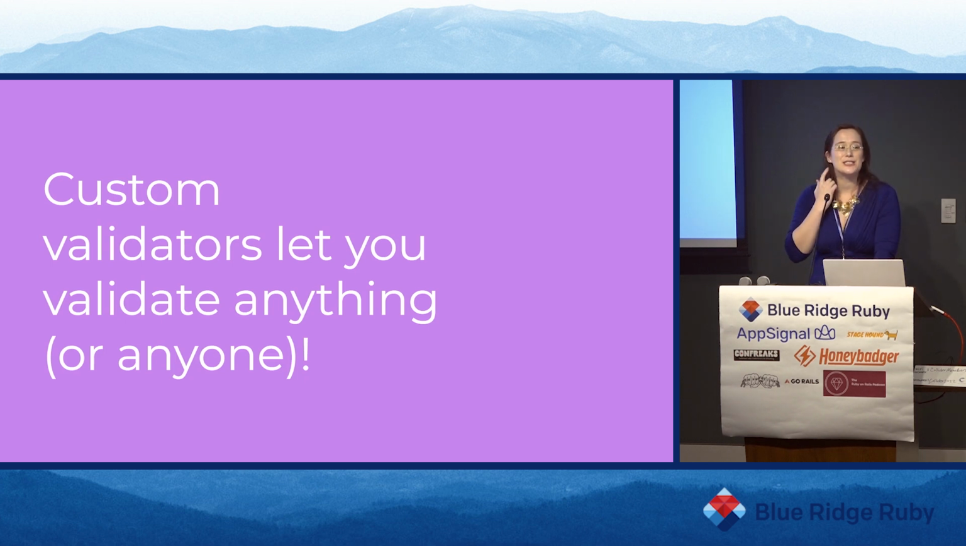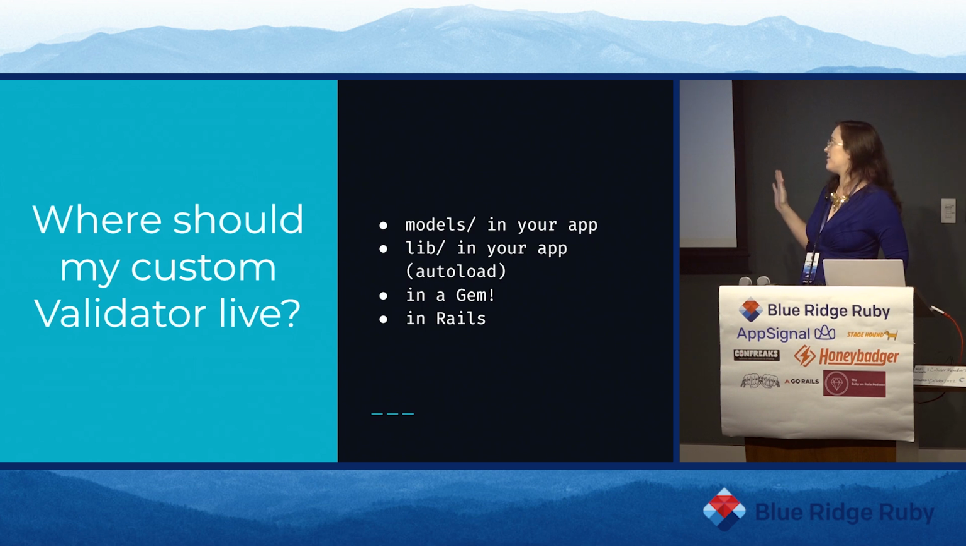All right, so the first question we're going to ask is where should my custom validator live? First off, you can put it in models in your app. That's a perfectly valid place. You can put it in lib as long as you require or autoload those validators where you need them. You can put it in a gem. This is one of my favorite places to put it because it's nicely abstracted. You can bring it into other projects easily. Validates timeliness, validates date times, is a fantastic example of a gem that contains a validator.